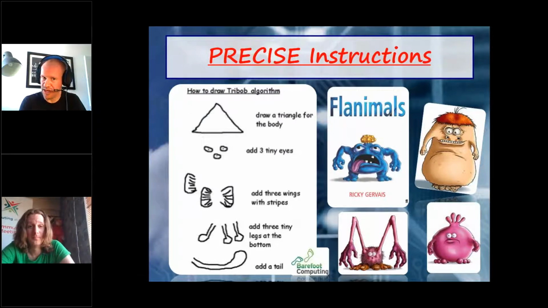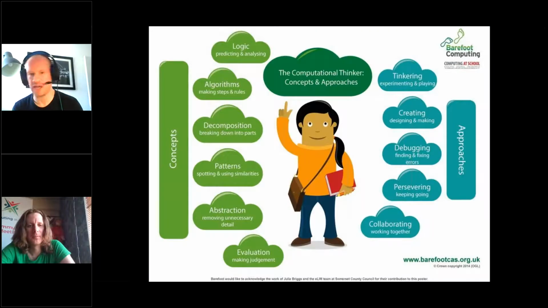You can see some precise language in there, like tiny and stuff like that. But add a tail. Where am I adding a tail? Things need to be unambiguous. Add 3 tiny legs at the bottom. Do they mean somebody's bottom, or do they mean at the bottom there? Draw a triangle. What type of triangle? Is it an isosceles? Is it an equilateral? And so on. So loads of things you can do around precise instructions.